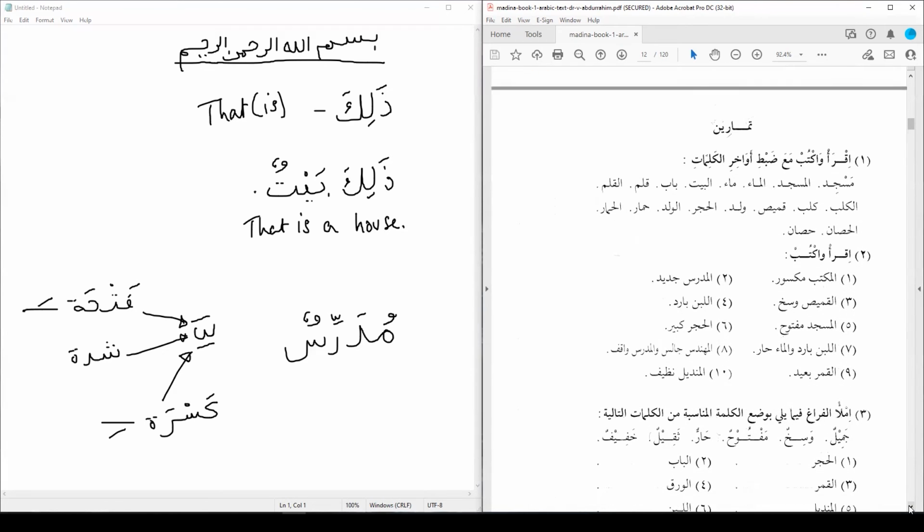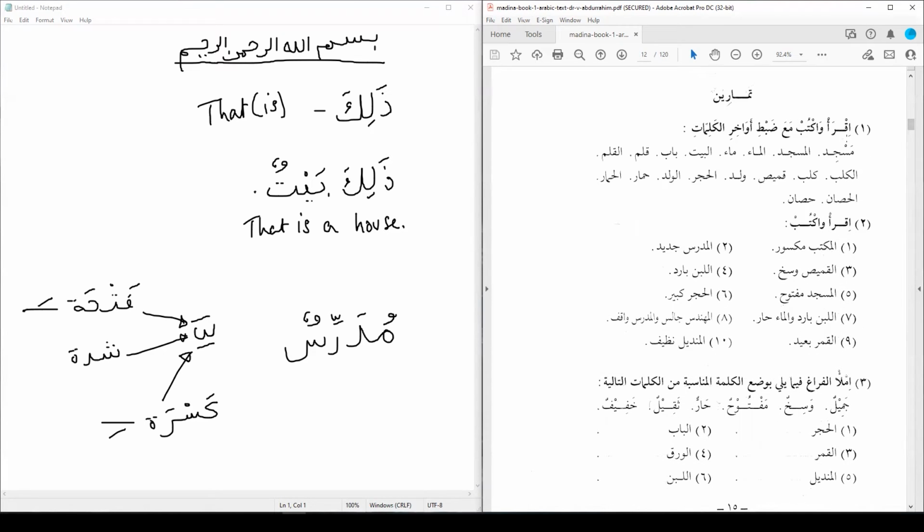Tamarin. So let's explain the exercises for chapter 3. The first one says, اقرأ واكتب مع ضبط أواخر الكلمات. Read and write these words whilst also writing down the last haraka. So you have to look at these words, and based upon what we have learnt, would you put one dhamma or two dhammas on the end of these words? So this word masjid, we can see here, it doesn't have alif wa lam. So therefore it's going to be indefinite. So we would say masjidun with two dhammas on the end.